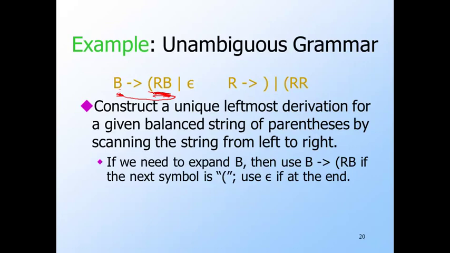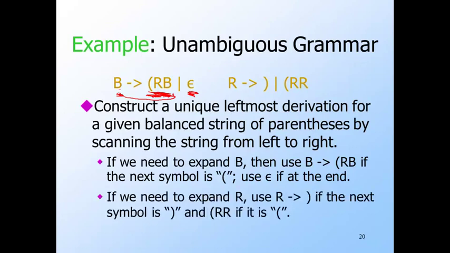Now suppose b is the leftmost variable of a left sentential form. If there's a left parenthesis as the next unmatched input, then we have to expand the b using this production, the paren rb. Because if we use epsilon, then the left sentential form has no more variables, and we can never generate the unmatched left paren. The only time we can use epsilon to replace b, that's this production, is when we have matched the entire input and we have found the unique leftmost derivation.